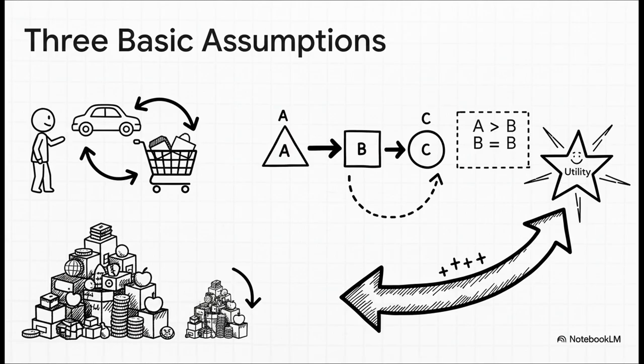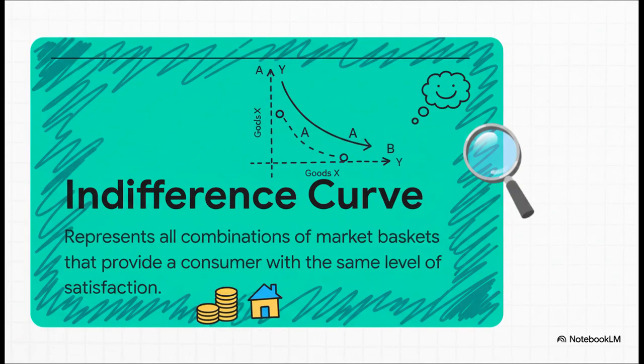This one's pretty self-explanatory, right? Having more of a good thing is always better. These three simple ideas are really the bedrock for everything else we're about to do. So now, we can actually visualize these preferences using this really clever tool called an indifference curve.